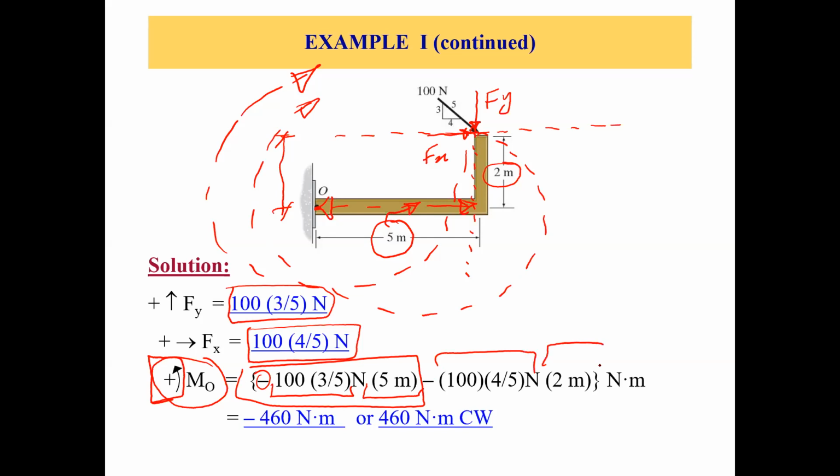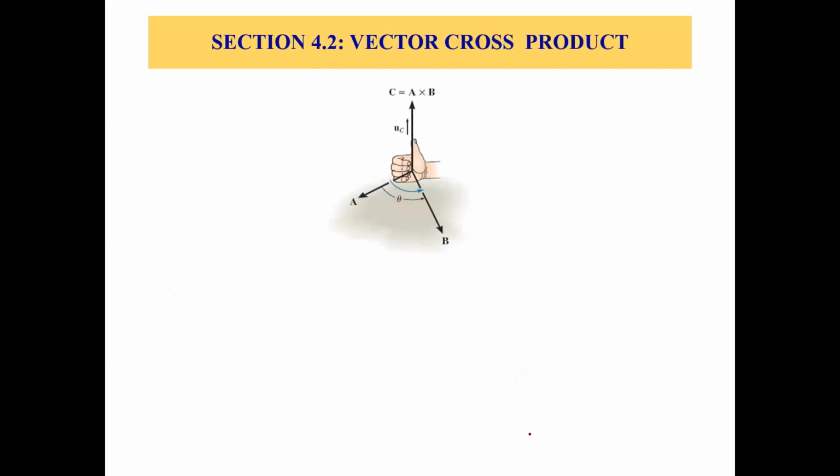Fx times the moment arm. Okay, just use your calculators and you get a negative 460 Newton meters as your answer of this moment. Newton meter because it's force times distance. Or we can also write 460 Newton meter clockwise. All right, so that's how you write down moment. All right, so we are done with this example.